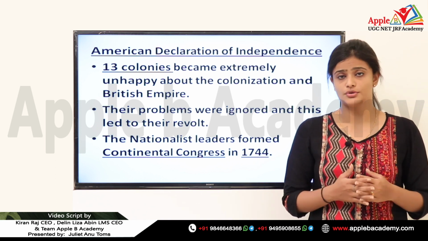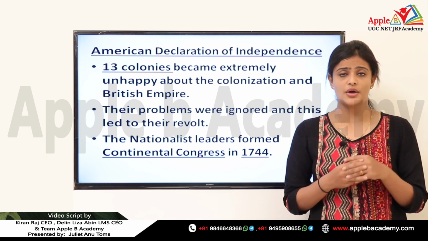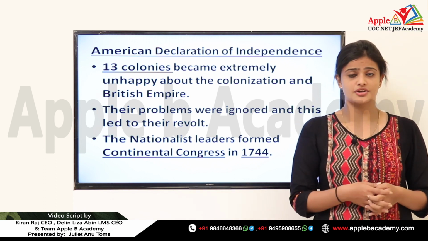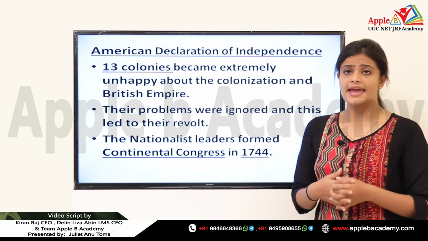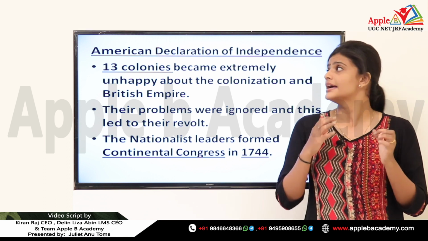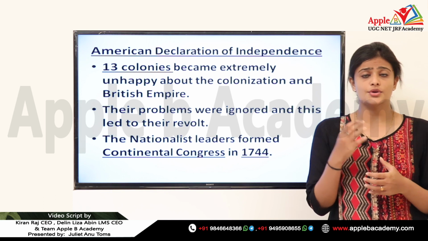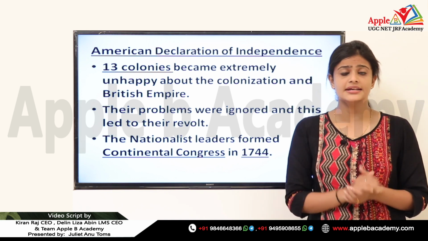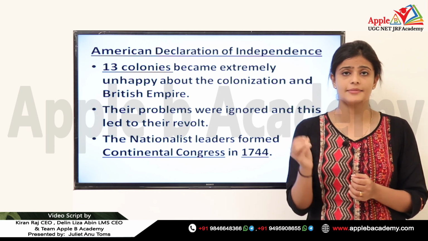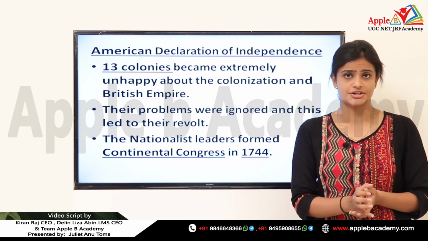And next we have to look at the American Declaration of Independence. Hope you have heard of this, because the entire American dream and the American pursuit of happiness depends on the American Declaration of Independence. And you can find that there were 13 British colonies in America that were under the direct rule of the Britishers.